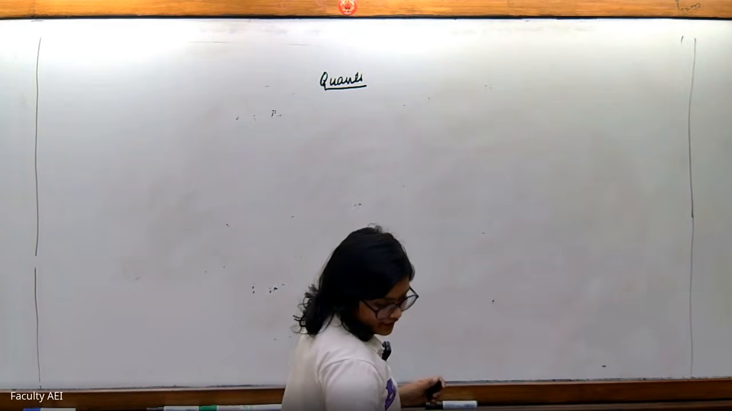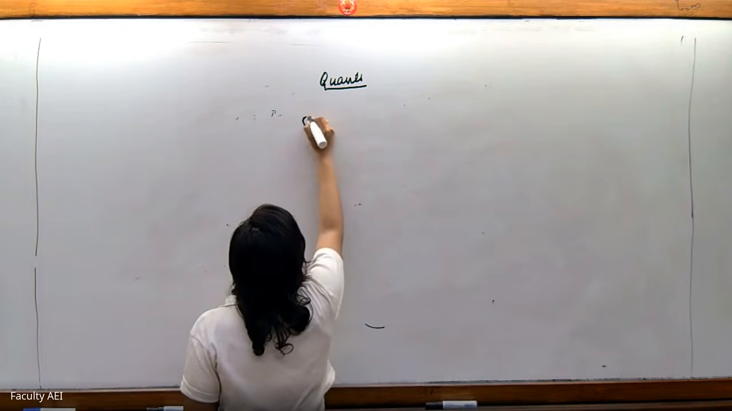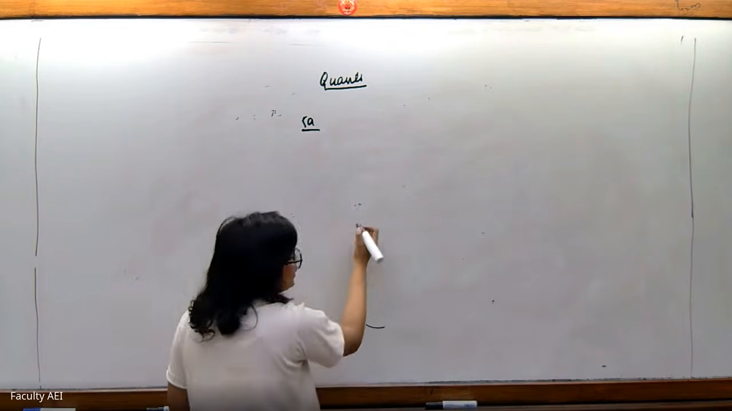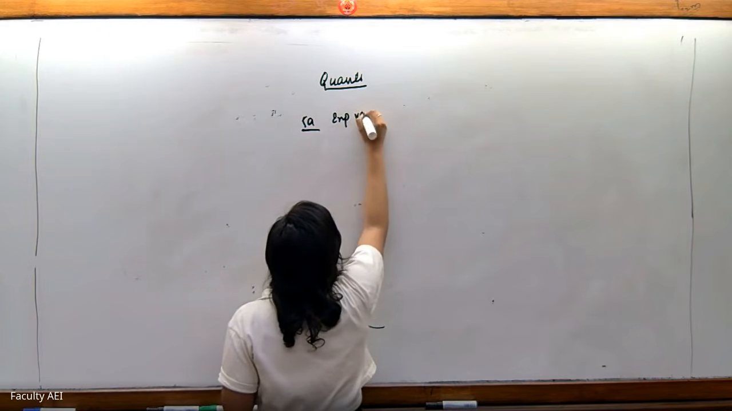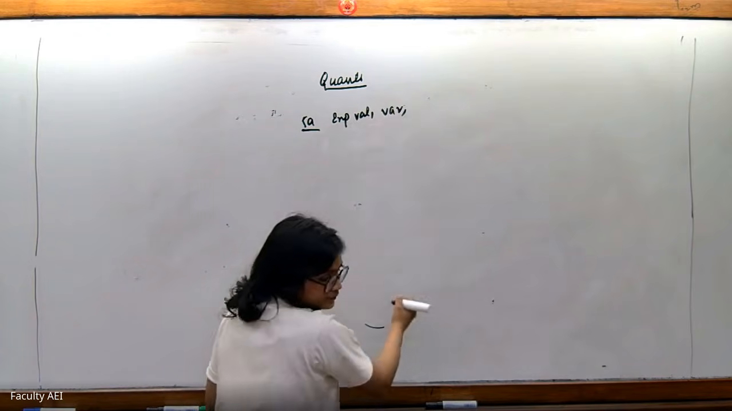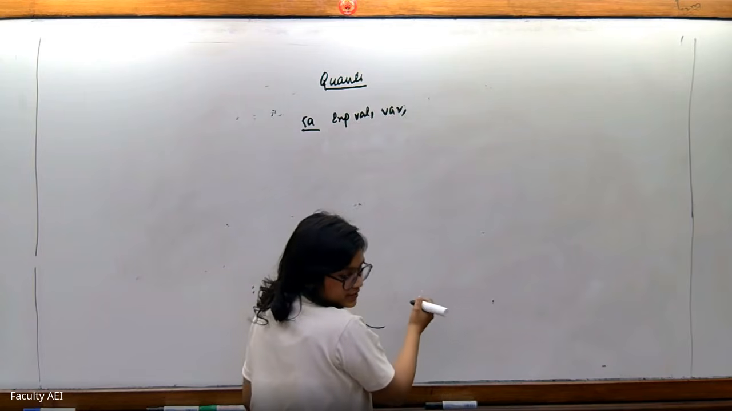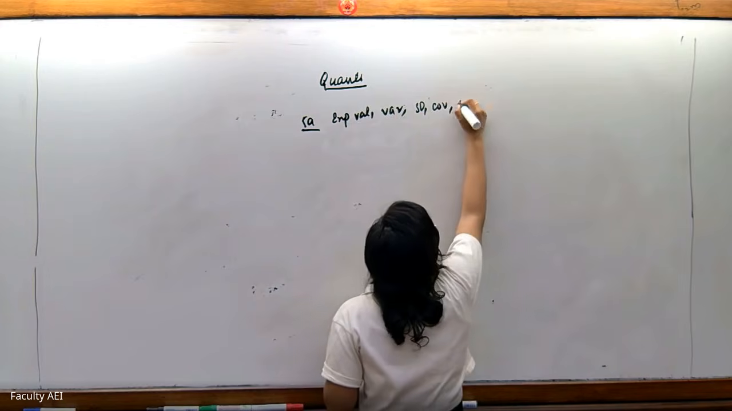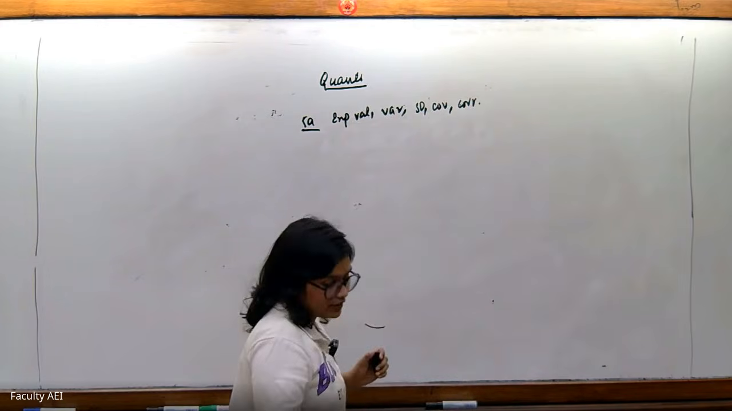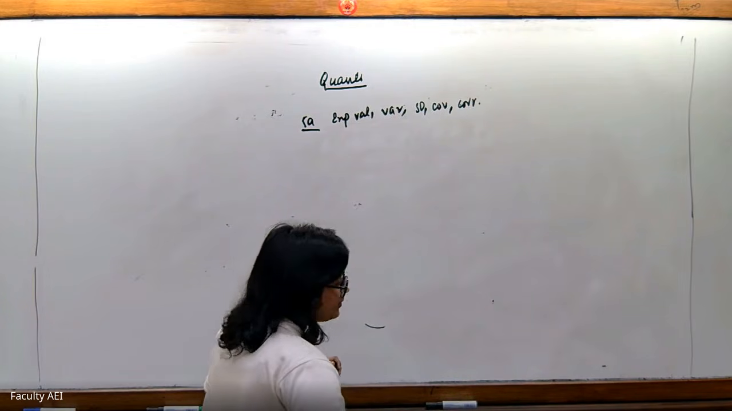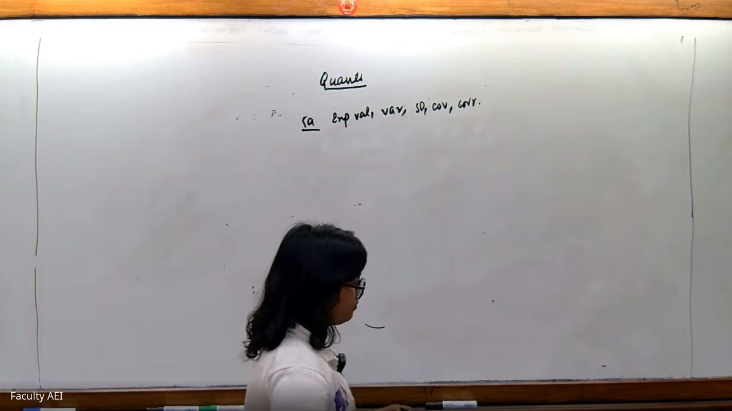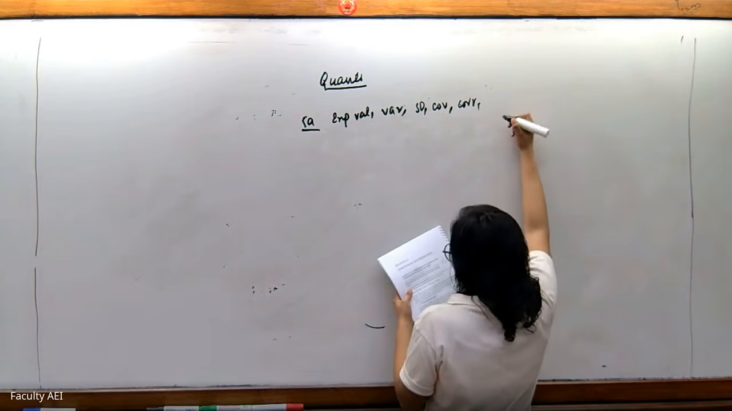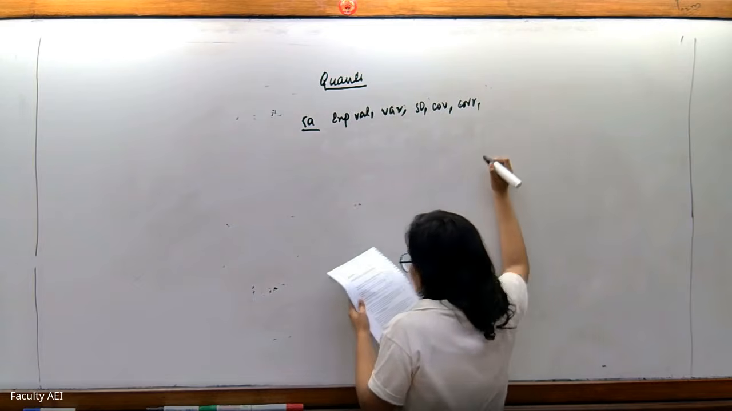Reading 5, LOS 5A is: calculate and interpret the expected value, variance, standard deviation, covariances, and correlation of portfolio returns. Again, very similar to whatever we have done. Expected values, portfolio variances. Just that in here, you will talk about them in terms of portfolio returns.